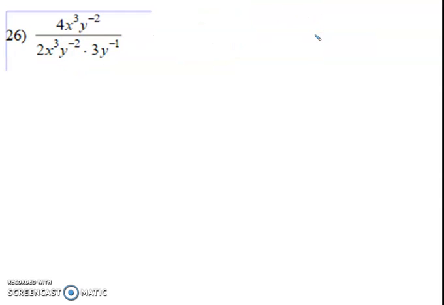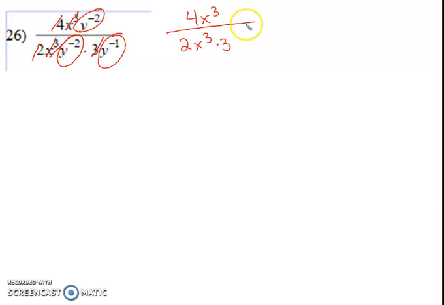So now, let's go to the harder problems. Go to number 26. So this is harder because it's way more numbers and variables. First things first, let's move all these negatives. So I've got 4x to the third I'm leaving. And then down here I'm going to have 2x to the third that I'm leaving. And then I'm going to have this 3 that I'm leaving. Remember, this is all times. Then I'm going to move this y squared down.